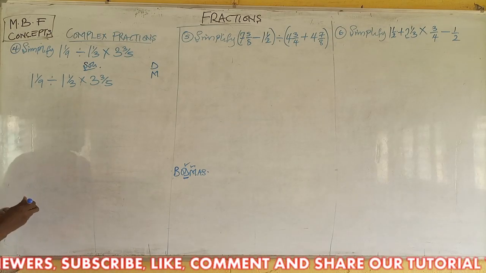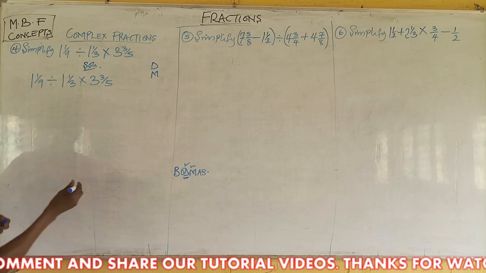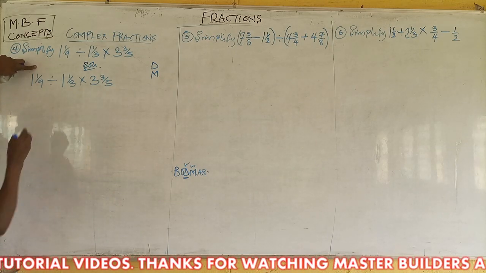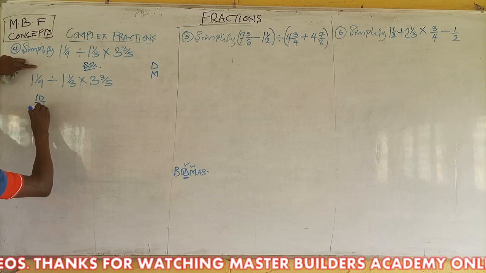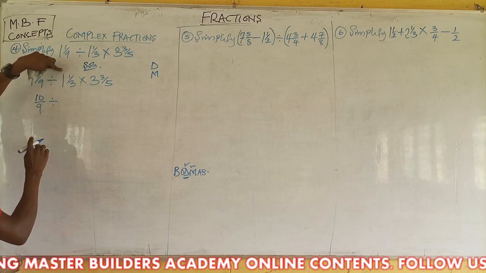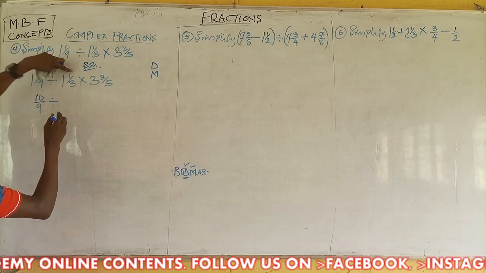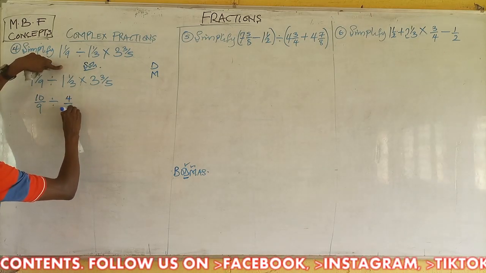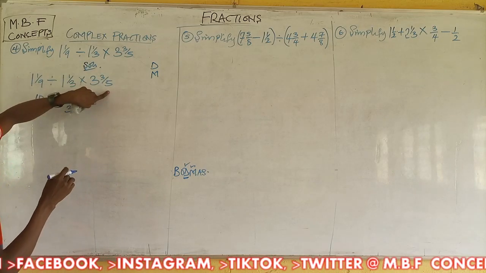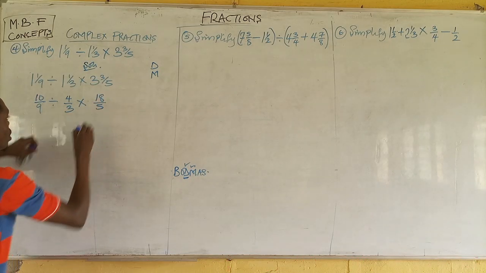First is to clear up the whole numbers by converting the mixed fractions to improper fractions. And guys, you know how to do that by now. So 9 times 1 is 9, plus 1, we have 10 over 9, divided by 3 times this, which is 3, and 3 plus 1 gives 4 over 3. Then times, now 3 times 5 is 15, 15 plus 3, we have 18 over 5. It's as simple as this.